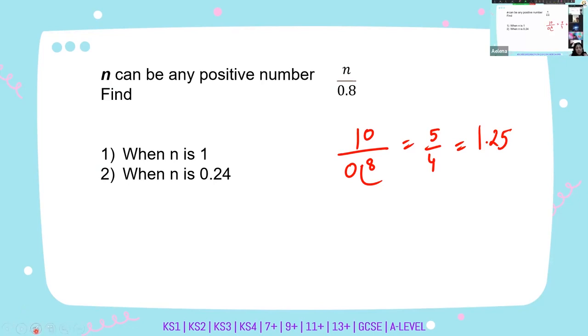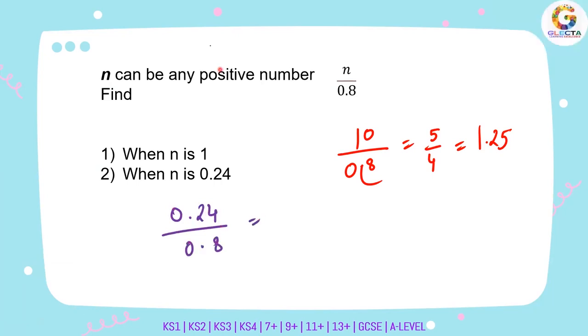Right? Similarly, if I want to do this for 0.24, I want everyone to give me the answer for this one. 0.24 divided by 0.8. Take care of your signs. Now, this time I'm going to turn off my camera and then I'm going to be seeing your answers.